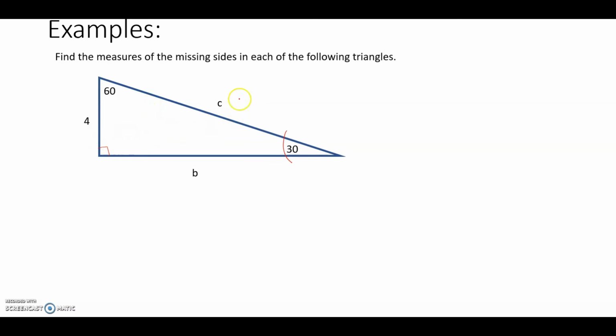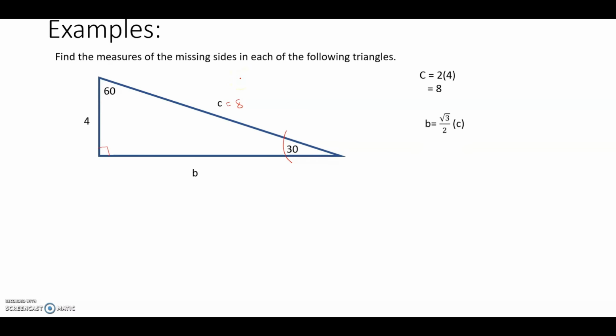And we know that whatever the length of this side opposite 30 will be twice the product of c. So that becomes 8. So here the answer will be 8.